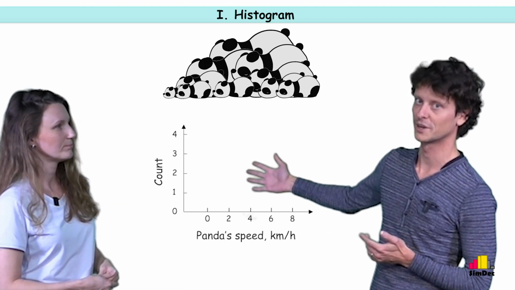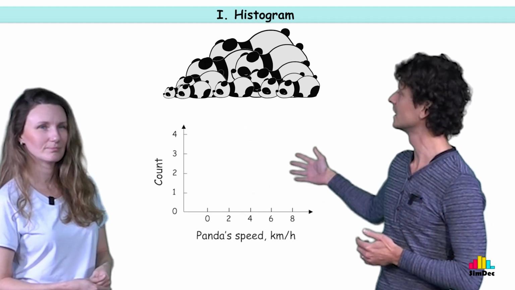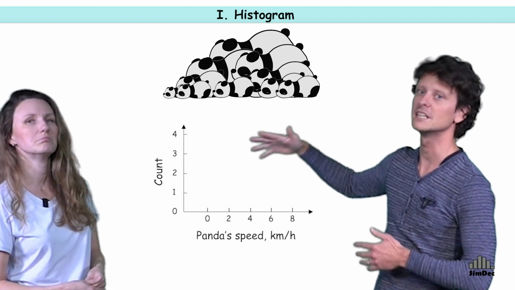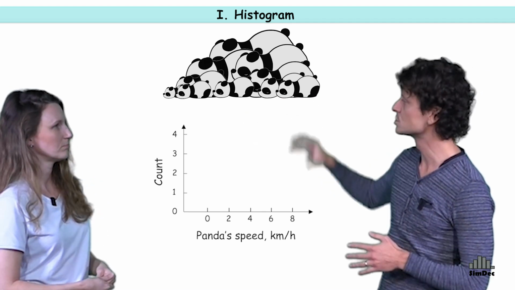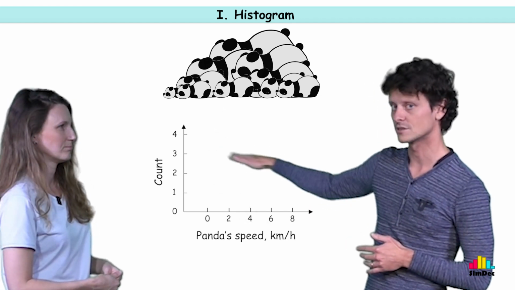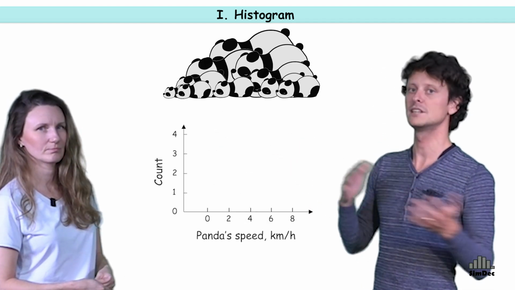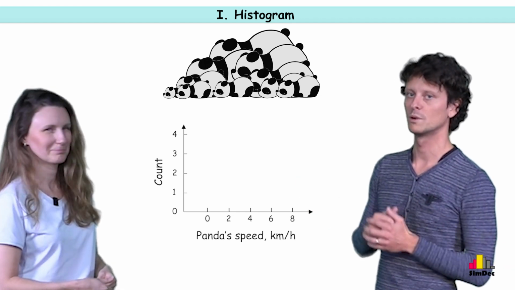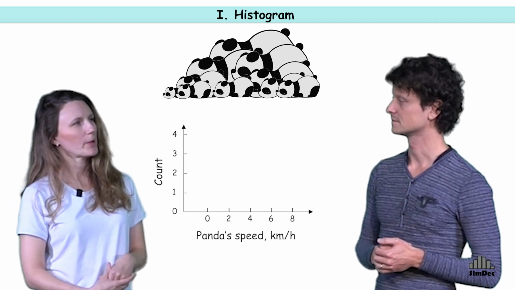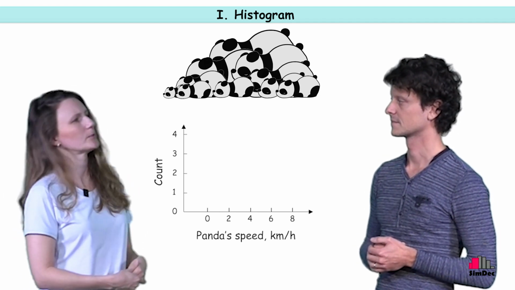On the x-axis, we are going to have the speed of the panda. And on the y-axis, we are going to have the counts, so how many individuals fit into some categories. Here we have a few categories, a few bins or intervals. And every panda that we have, we want to place into the graph. Where does the first panda go, which runs 1 kilometer per hour?